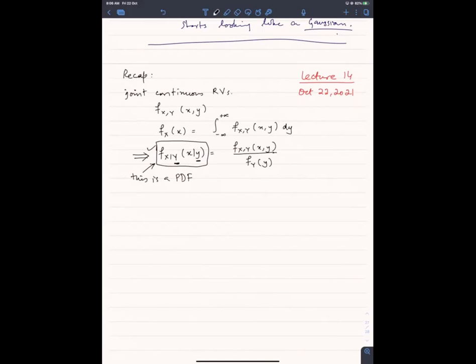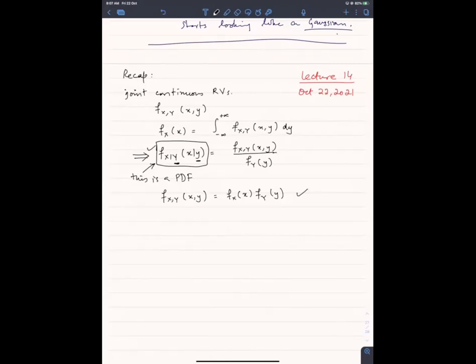Now, when we talked about conditional PDFs, we also talked about independence, and we said that independence requires that the joint PDF nicely factors as a product of the marginal PDFs, and the limits on x and y should also not be mixed with each other. They should also be independent. Okay. So if x and y are to be independent, this relationship is true. And if this relationship is true, then x and y are independent.